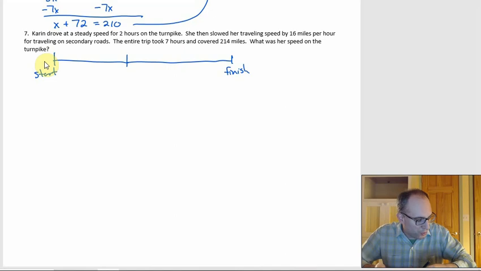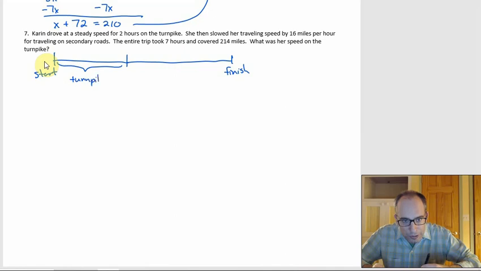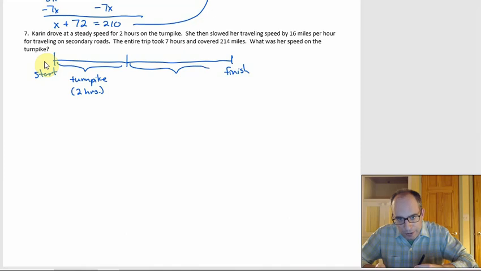And we know how long the whole thing took. Right, it took 7 hours. So then this part right here would be the turnpike. It says that happens first. So the turnpike, and that's 2 hours. And then after that, we've got secondary roads.